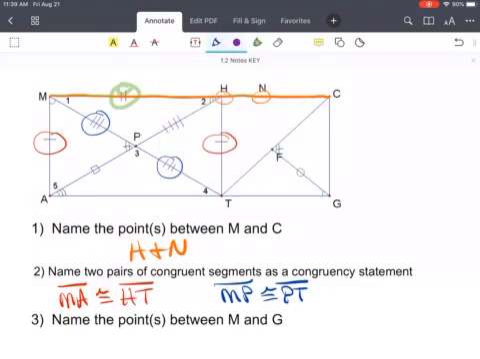Next one, looking at M to G. So when I connect M all the way to G, there is no point that is on the same line as M and G. So the points that are between M and G would be none.